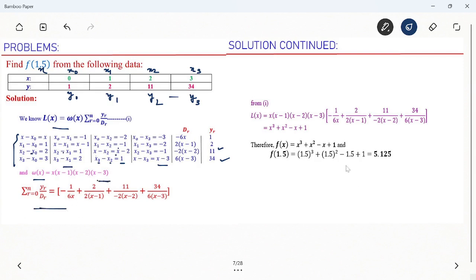Next, we are calculating. From this interpolating formula, after calculating, we get our Lagrange's interpolation formula L(x) as x into x minus 1, x minus 2, x minus 3, minus 1 by 6x, plus 2 by 2 into x minus 1, plus 11 by minus 2 into this. Then after calculating, we get these values. Now we have to find f of 1.5, putting 1.5 in place of x. If we put 1.5, we get this answer. This is one procedure.